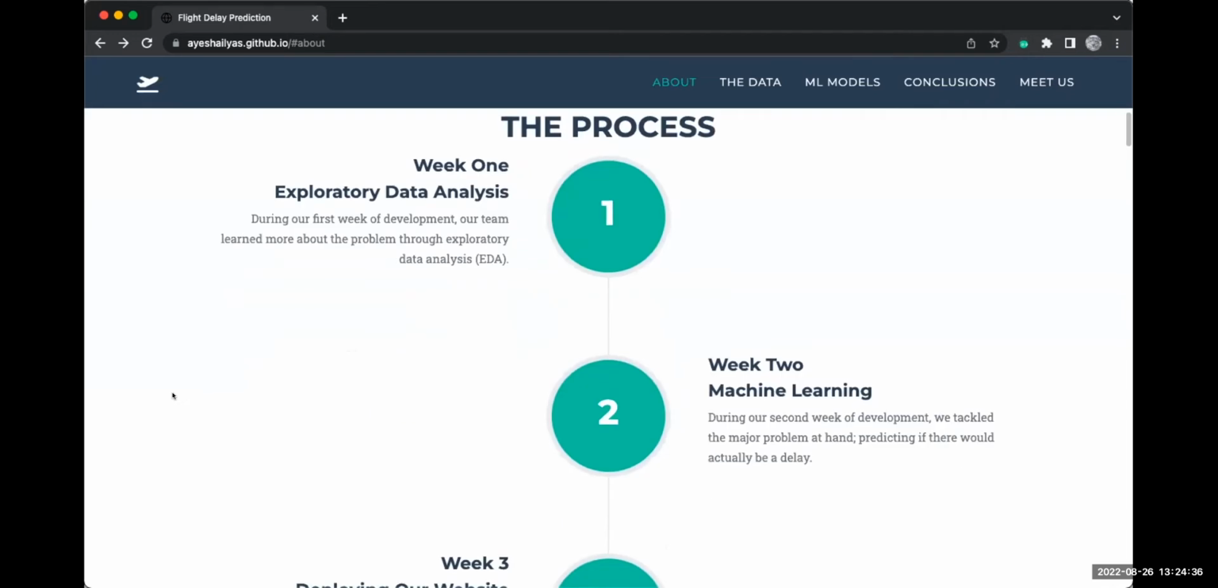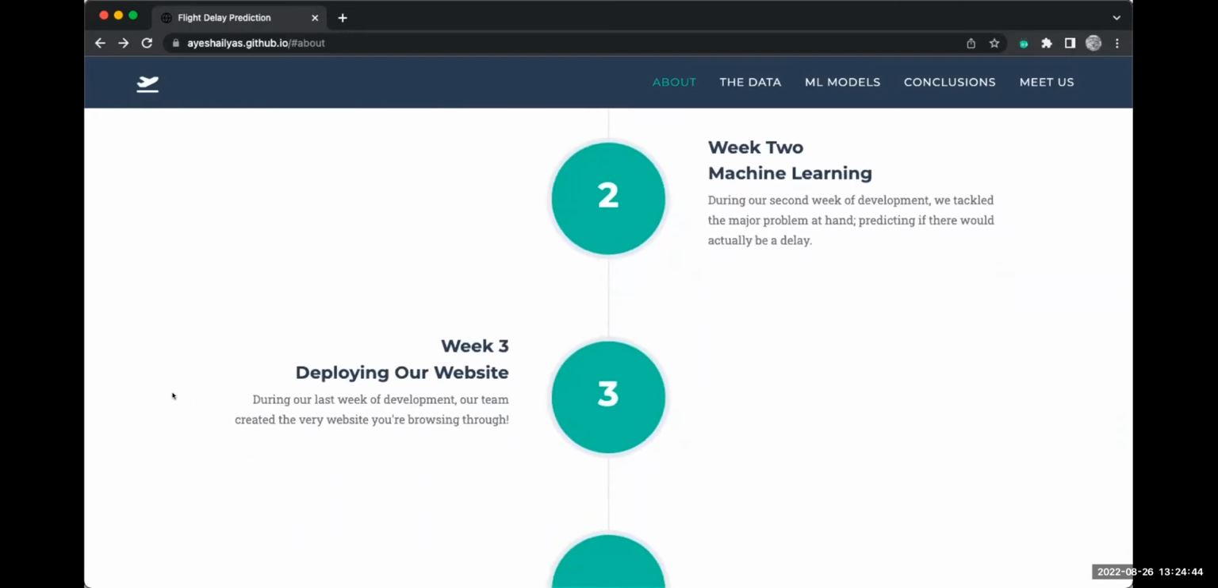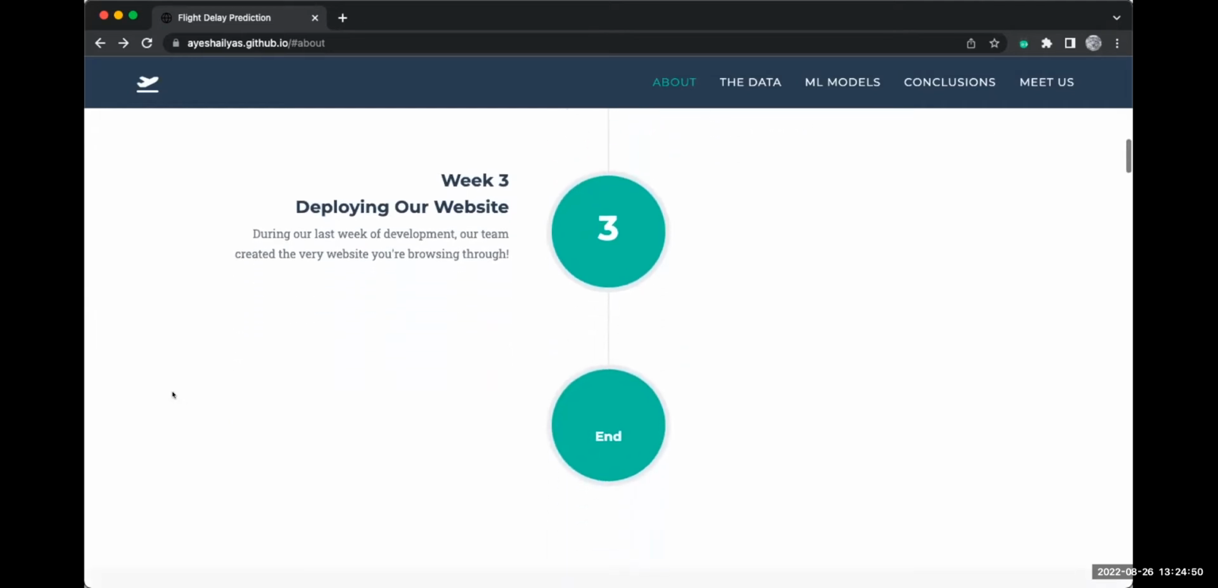So for the first week, we did exploratory data analysis in order to find a reliable database. In the second week, we did machine learning. We trained the AI and added parameters. And in the third week, we deployed this website.